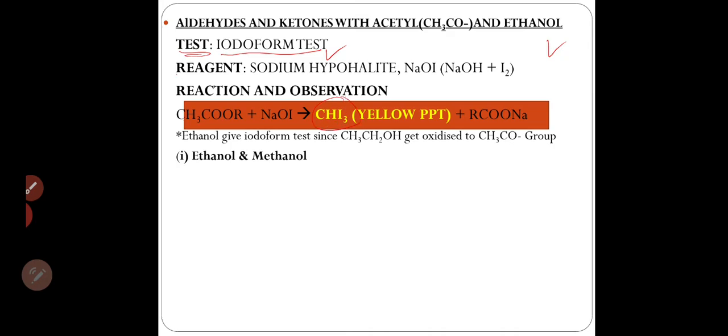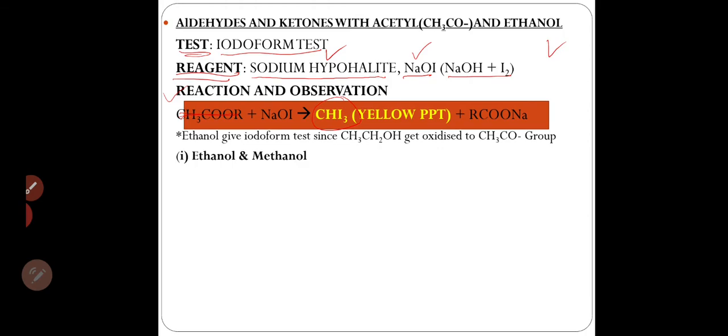CHI3, sorry. The reagent used is sodium hypohalite, and it is NaOI. So instead of writing NaOI, we can write NaOH plus I2, like in Hofmann bromamide where we use NaOH and Br2. So here also NaOH plus I2. Now what is the reaction and observation? This is wrong, a little mistake here.